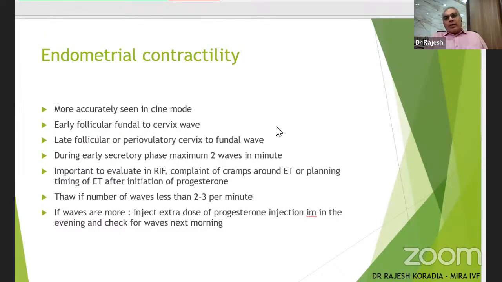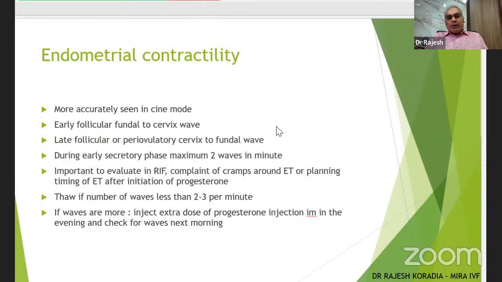The endometrial contractility. There are constant waves in the endometrium. So what is the significance? Endometrial waves are more accurately seen in cine mode or elastography. The early follicular wave is fundus to cervix, and the late follicular or periovulatory wave is cervix to fundus. During the early secretory phase, there are a maximum of 2 waves in a minute.